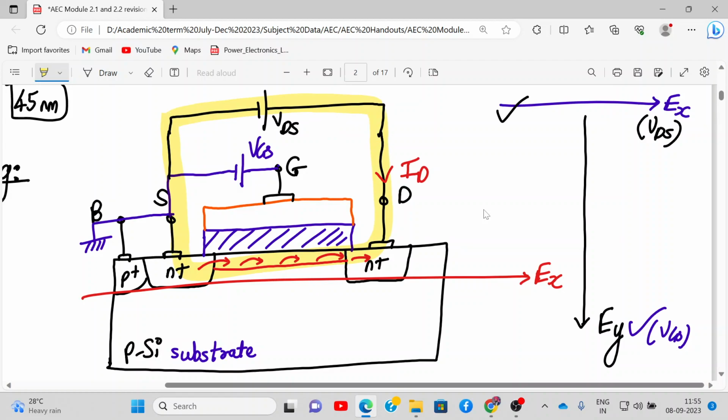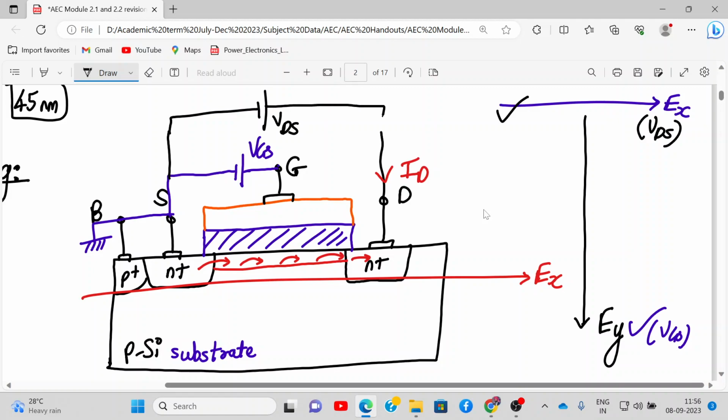Can the current flow through the oxide layer? Never. So it will flow around the loop in the N channel, and that's how you will get the proper operation of the MOSFET. Is this okay?